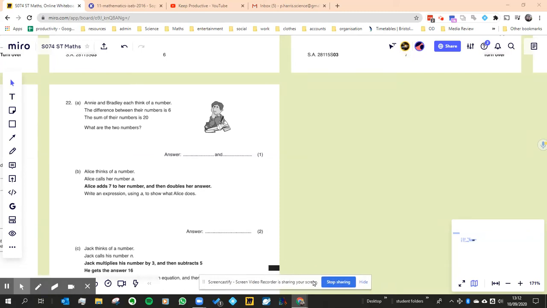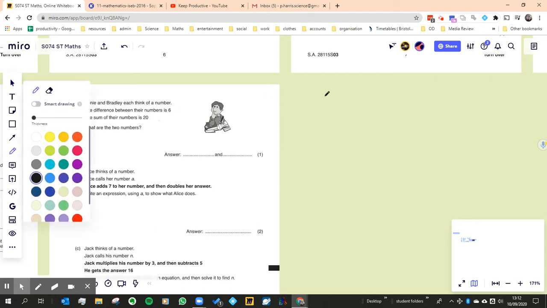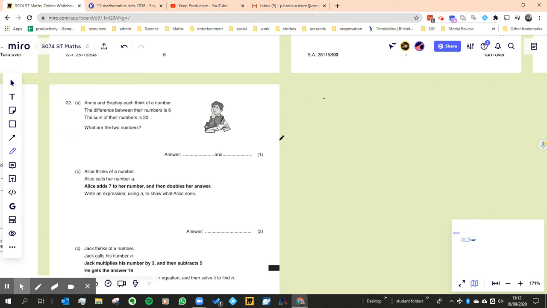So it's saying Annie and Bradley each think of a number. The difference between their numbers is 6. The sum of their numbers is 20. What are the numbers? Well, what we're going to say is we're going to call Annie's number A.